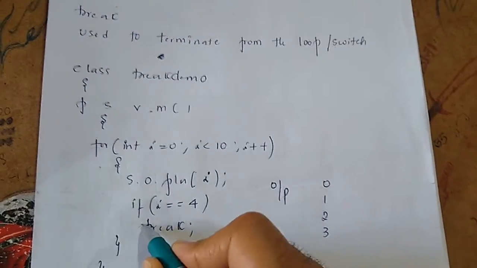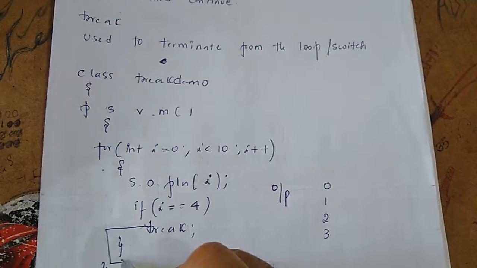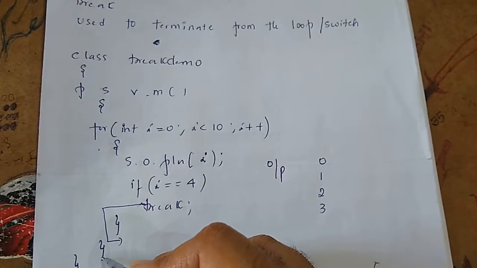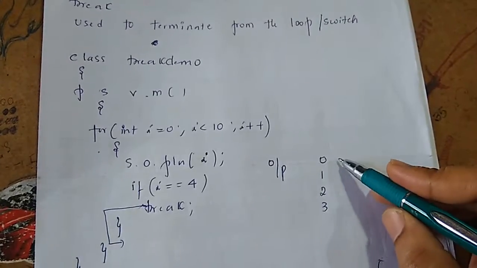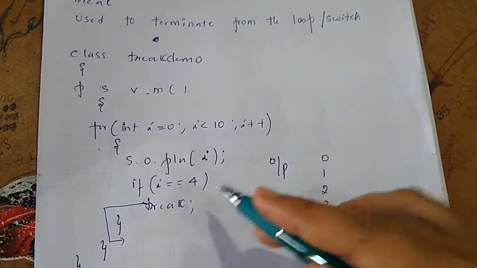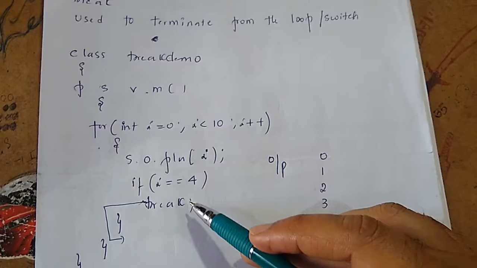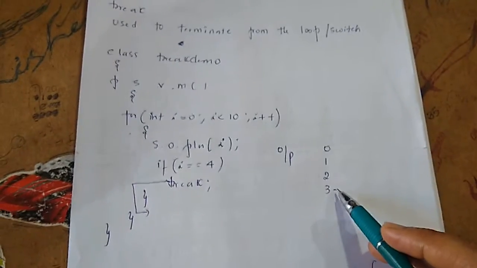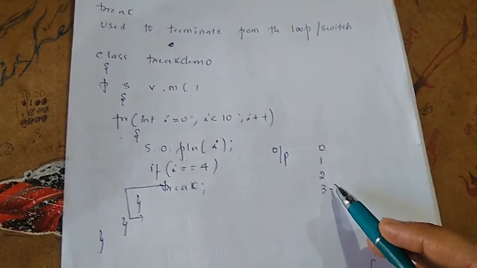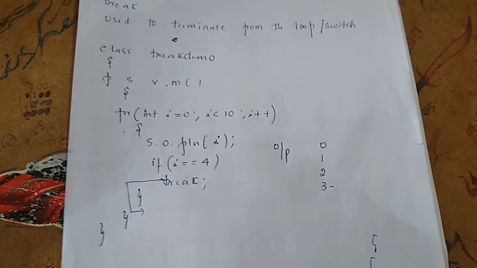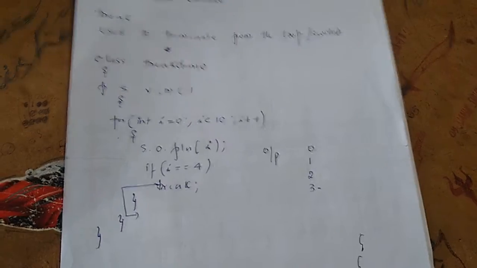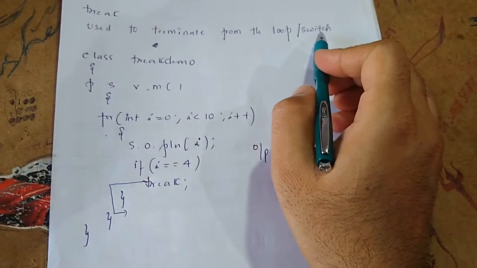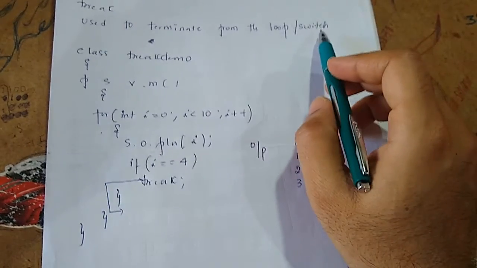What will happen now? It will come out of the for loop, to the next statement after the closing bracket. After that is the closing bracket of main, so the program terminates. So it will print 0, 1, 2, 3. When it becomes 4, since I'm using break, it will come out. So you'll get this particular output. I think you're familiar with break. Just copy this particular program along with the output. Break is used to terminate from the loop or switch statement. I'm not going to explain it with respect to switch.